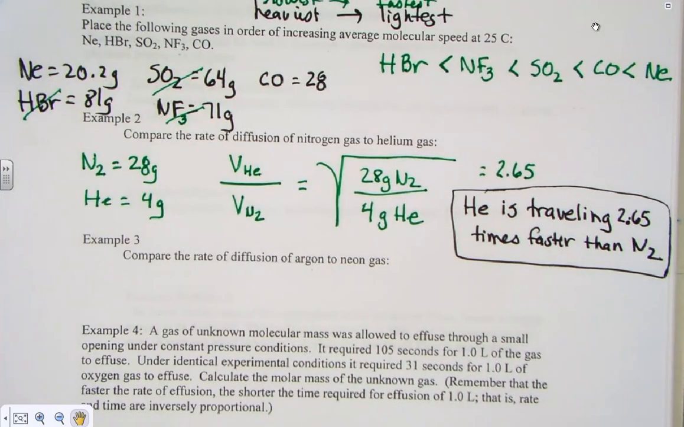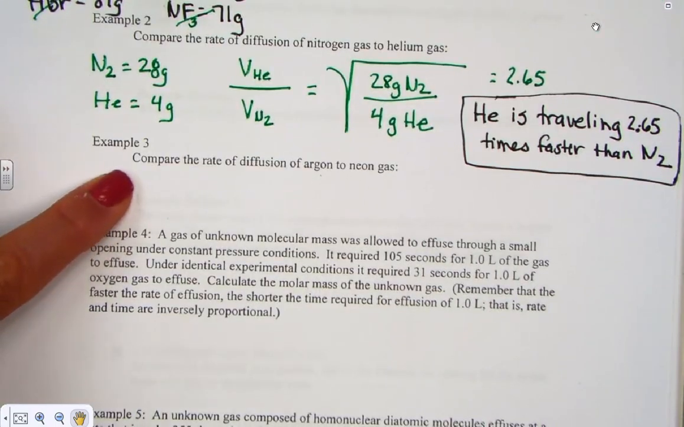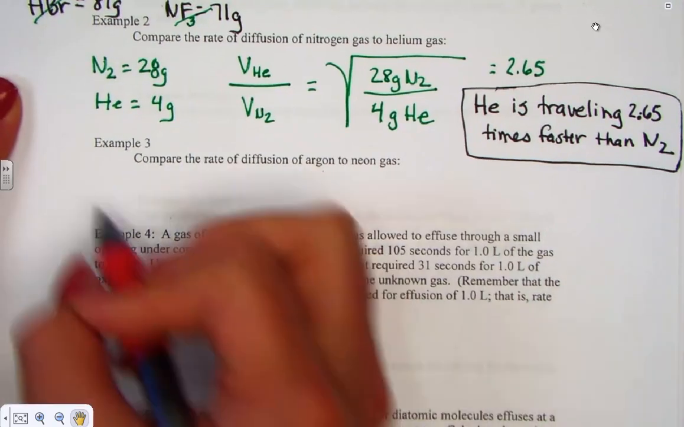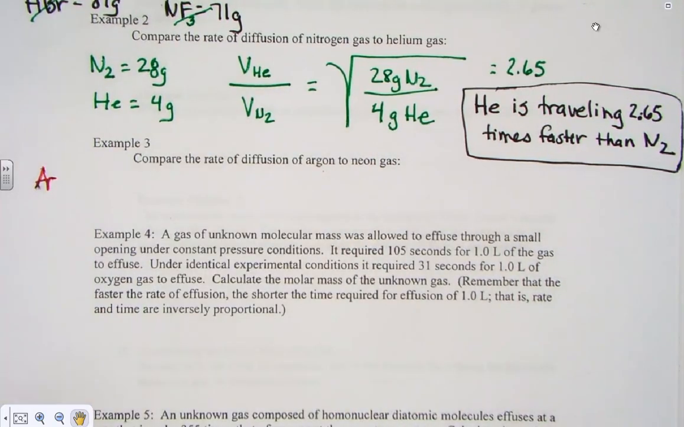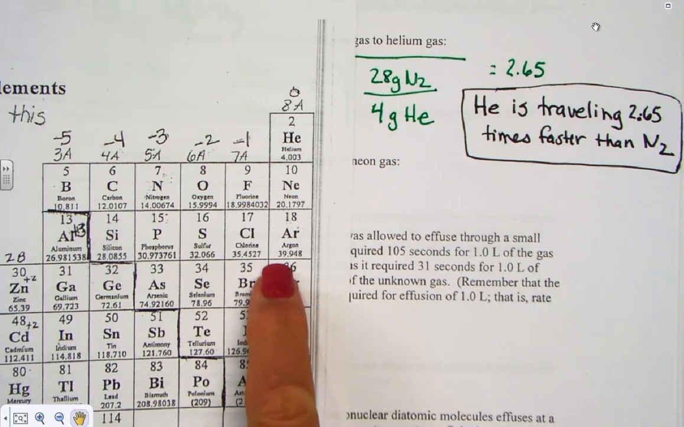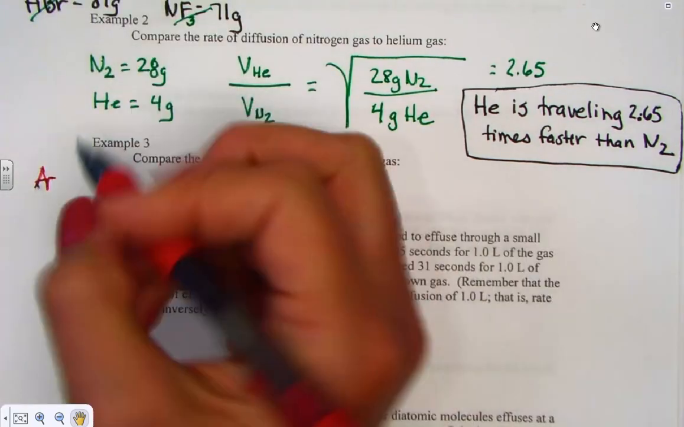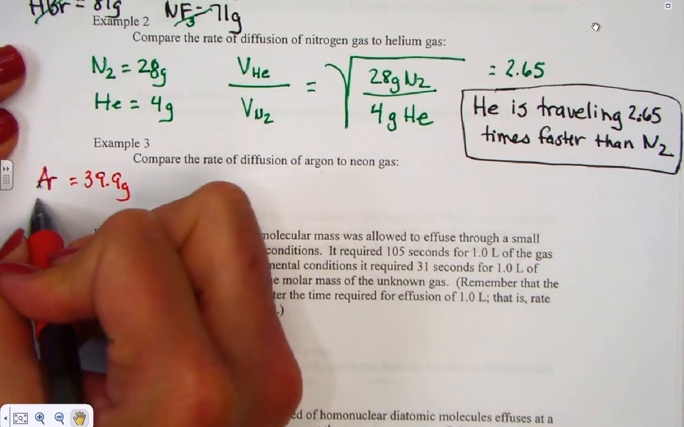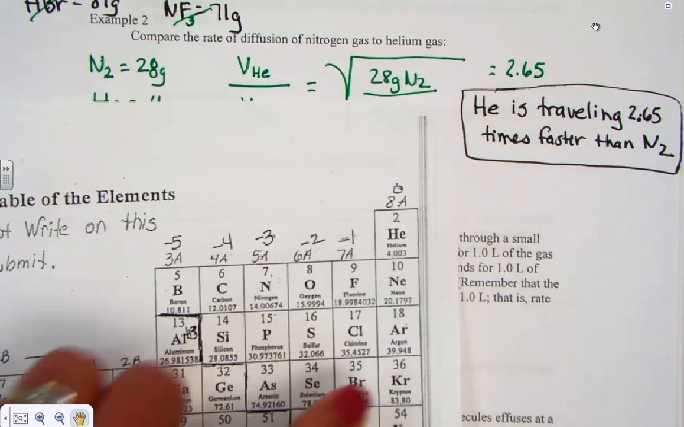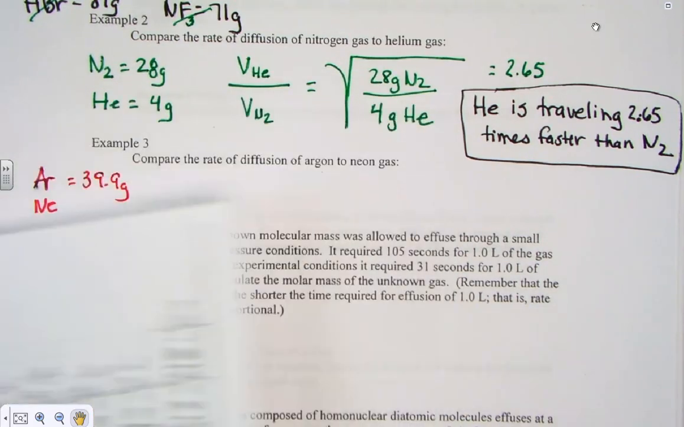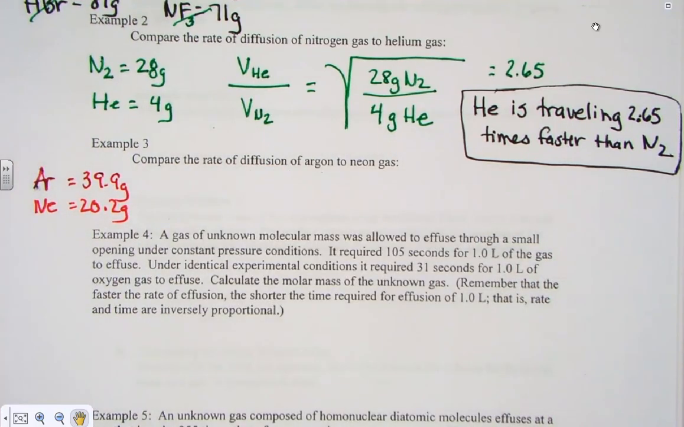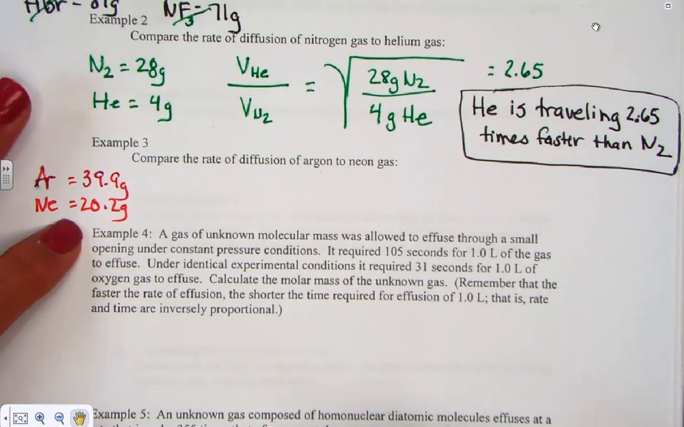Let's try another. Compare the rate of diffusion of argon to neon. Argon is a noble gas, Ar. It has a molar mass of 39.9. Neon gas, again, is a noble gas right above it, and it's 20.2. Who's traveling faster? Well, of course, the lighter gas travels faster. Let's calculate how much faster.